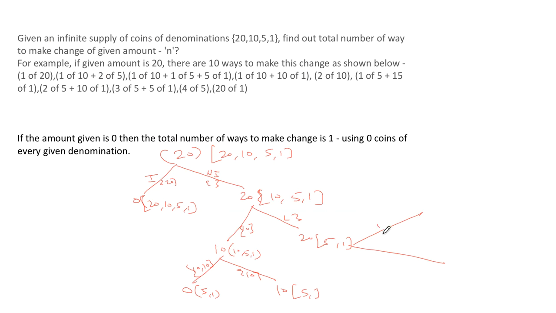So 20 and 5, 1, this is included, this is not included. So both are included. After 20. Sorry, this 20, this 20. 10 is included. 10 is included. That's why it's in the solution set. 10 is included 2 times. 10 is only included 1 time.